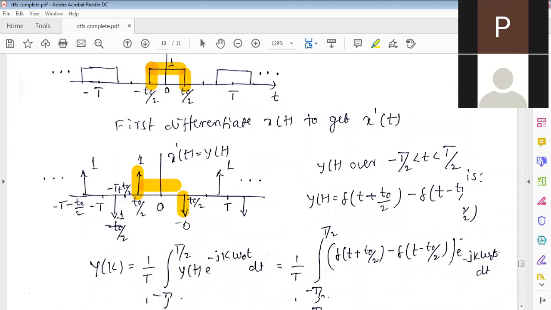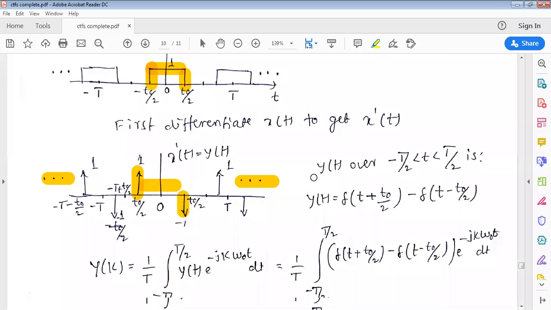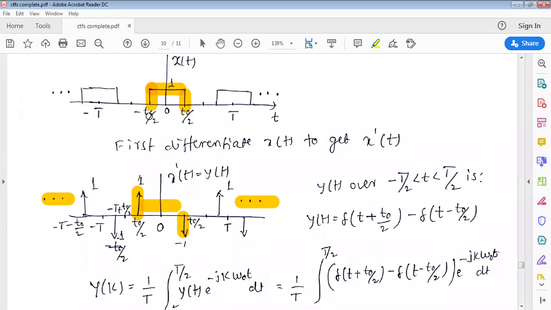Okay. Now, see here, at minus t naught by 2 you have plus 1, at plus t naught by 2 you have minus 1, at 0 you have 0. Remaining things you need not write, only one cycle you can show, but I've shown the remaining cycles also, it is the same thing. So I put 3 dots on the right hand side and left hand side to indicate this.